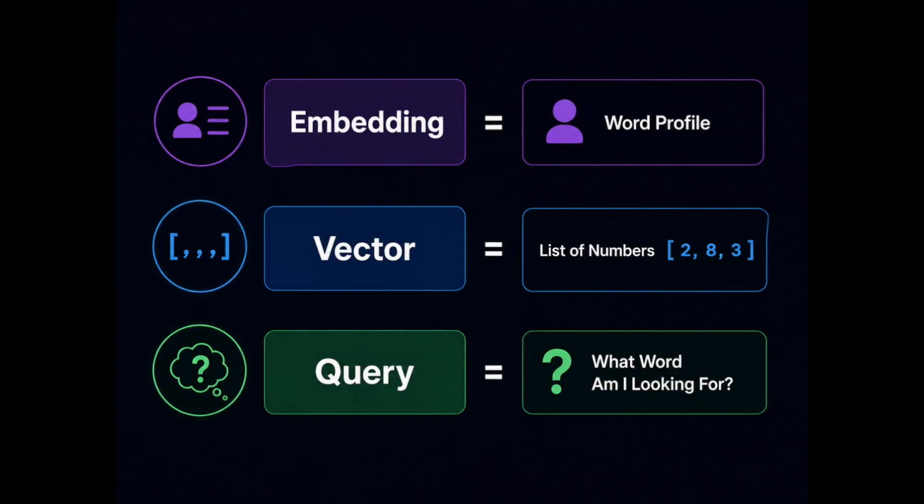Let's take a quick pause and review the AI terms we've been using. Embeddings are word profiles. Vectors are the list of numbers inside those profiles. And a query is the profile describing the next word the transformer is looking for.